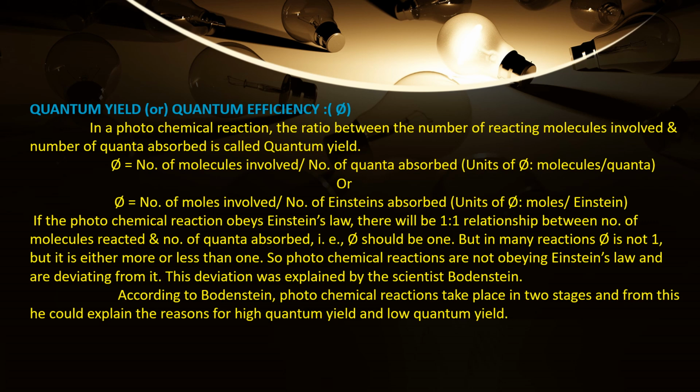This deviation was explained by a person named Bodenstein. According to this person, the photochemical reaction occurs in 2 steps, and from this he could explain the reasons for high and low quantum yield. He explained that a photochemical reaction takes place in 2 steps, and from this he could explain reasons for high quantum yield and reasons for low quantum yield. Now let us learn those reasons.